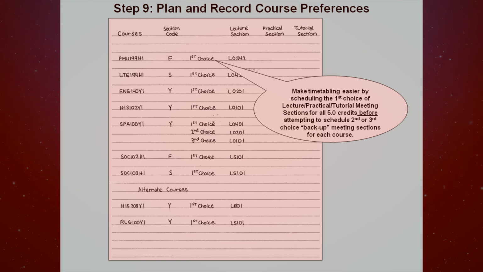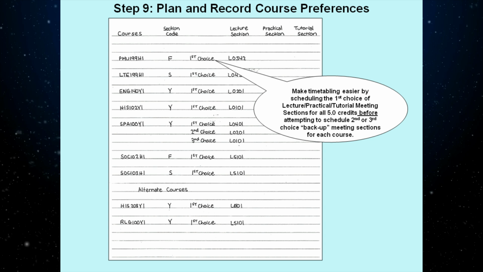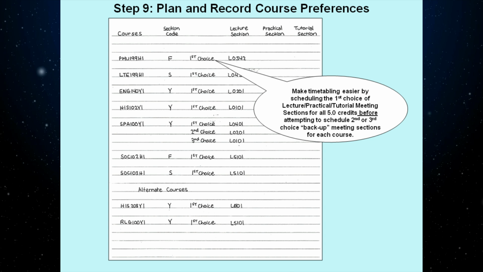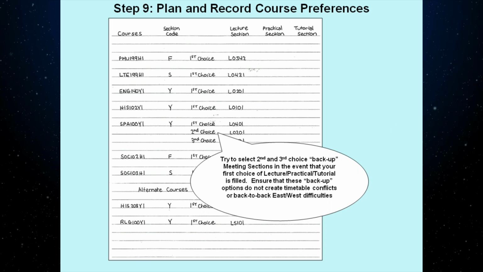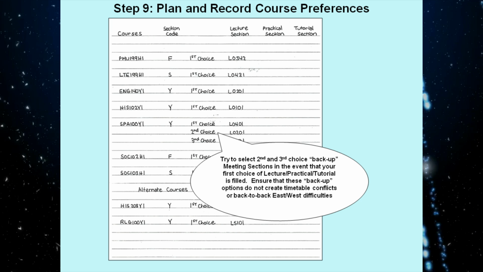time. List your 5.0 credits in order of priority. You'll select all of your first term, second term, and full year courses when you log on to Rosie at your assigned start time. Make everything easier by writing down your first choice, second choice, and third choice. That is, just plan for backups.